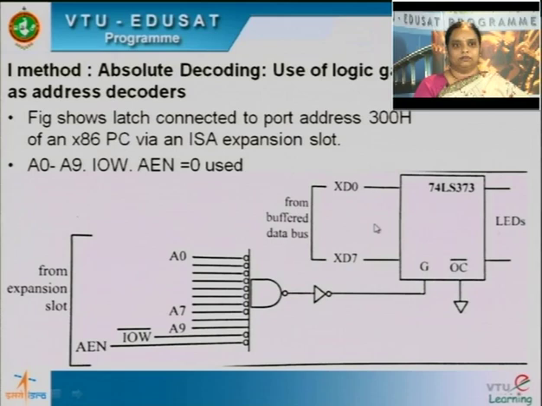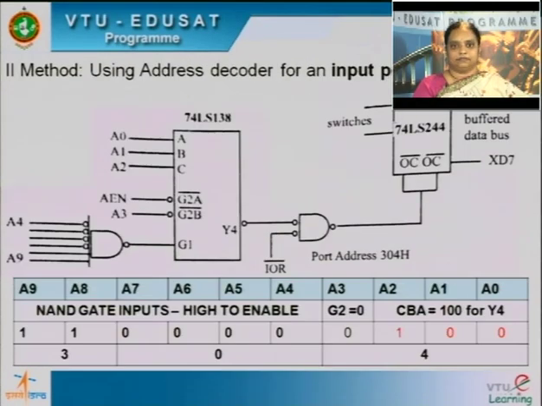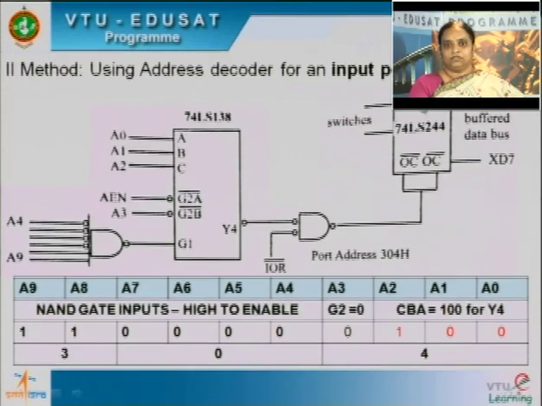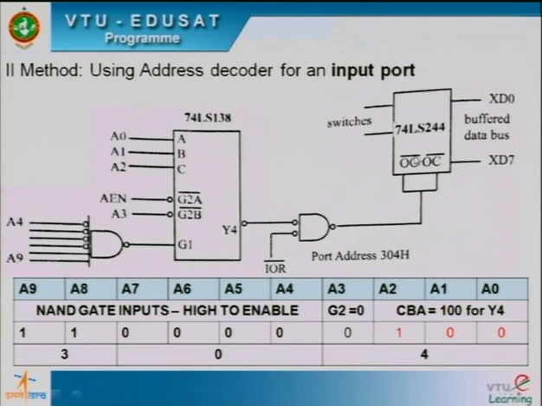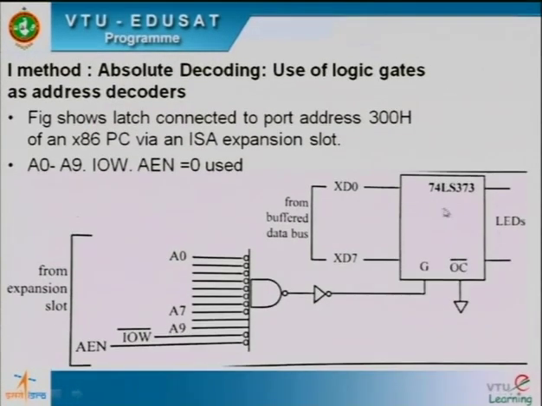For input we had 244. This is your buffer, and the data from the switches is taken by this 244, and it provides the driving capability. It gives sufficient current to drive the data bus of your 8086. So we had two devices or ICs. One is 244, that's your buffer, unidirectional from input to 8086. Then we had a latch 373 for 8086 to output devices such as LEDs.